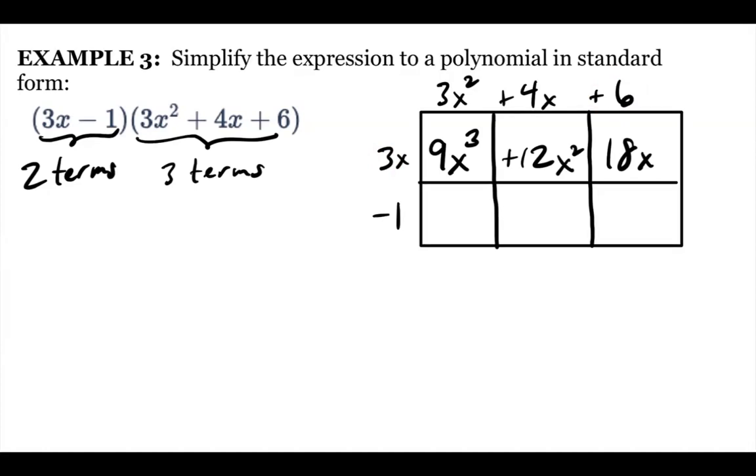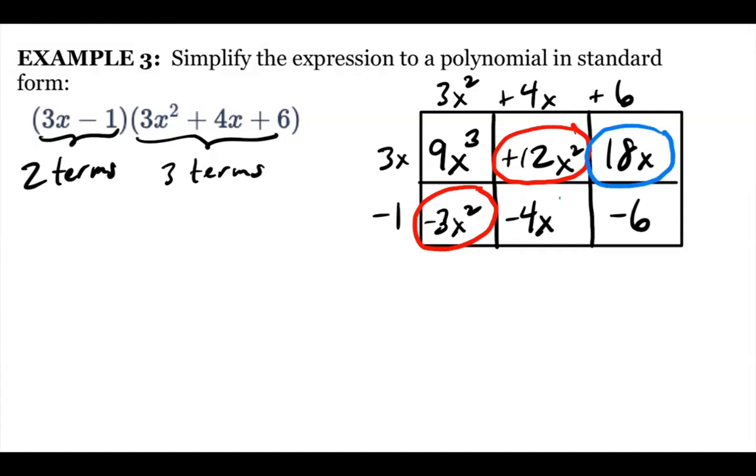So now I do it to the second row. The second row is negative 3x squared, negative 4x, and negative 6. Okay. Multiplication is done. What do we do after multiplication? Combine like terms. Yep. These guys are like terms. These guys are like terms. The two that I didn't circle aren't like terms, so they don't combine with anything.